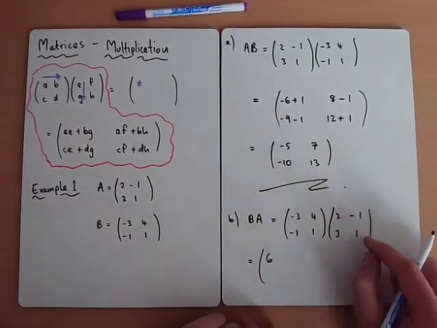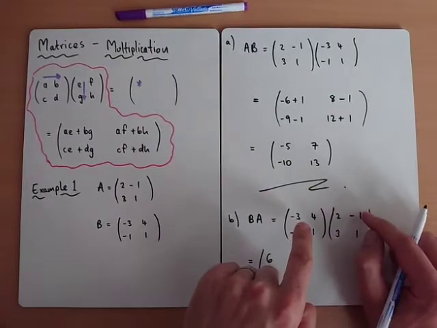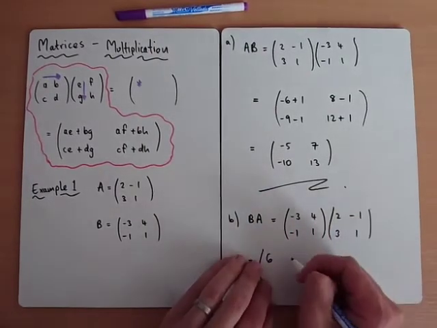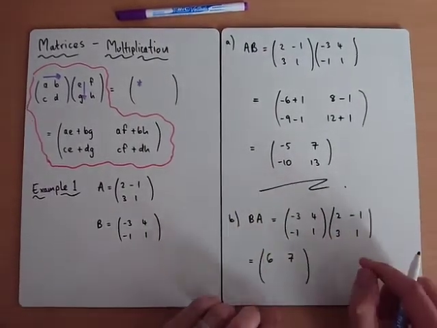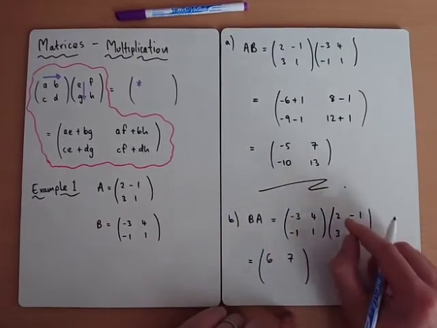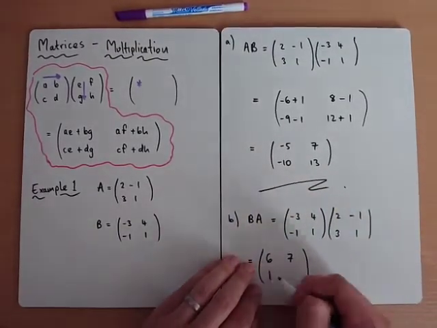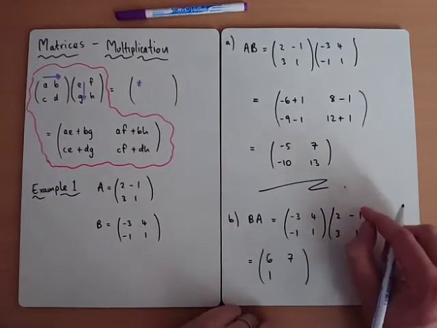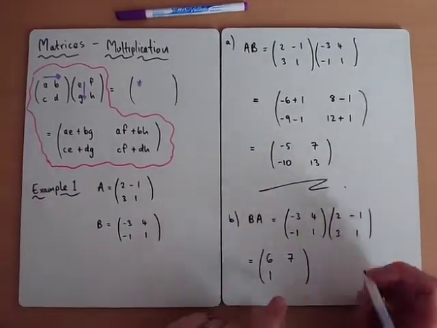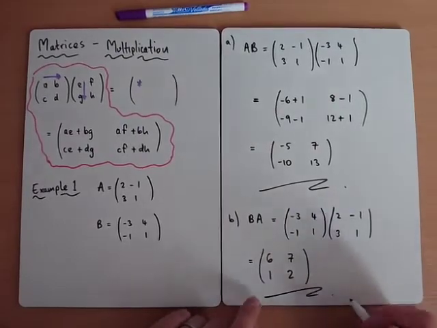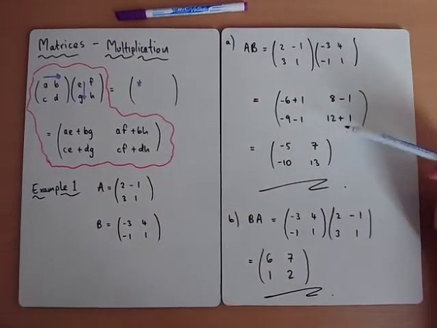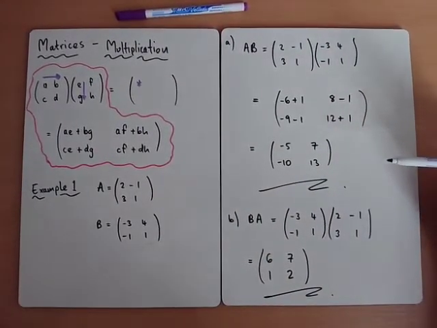First row, second column, plus 3 plus 4. Second row, first column, minus 2 plus 3. Second row, second column, plus 1 plus 1. And notice that clearly when you multiply matrices together, the order does matter. Okay, you probably want to highlight that in your notes.